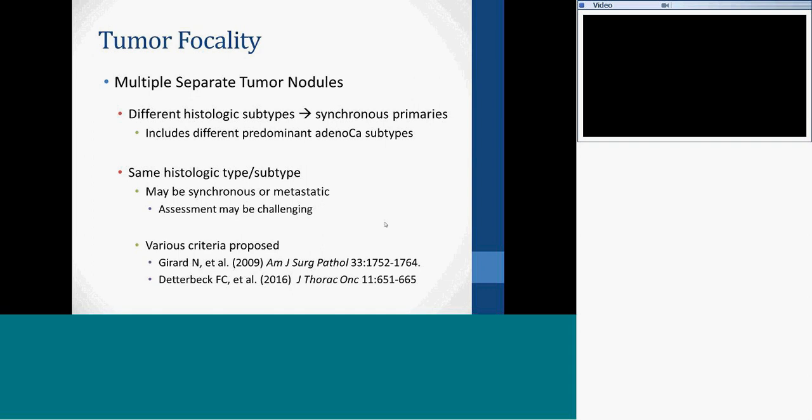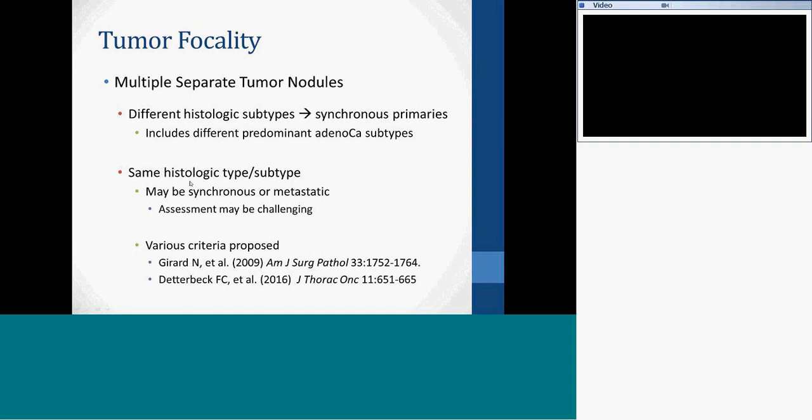So first of all, just addressing the issue of multiple separate tumor nodules. In a situation where you've got different histologic subtypes, so whether you've got one nodule being squamous cell carcinoma and another nodule being adenocarcinoma, that's clearly synchronous primaries. But this also applies to situations where two tumors have different predominant adenocarcinoma subtypes. So, for example, if one tumor is acinar adenocarcinoma and the other one is papillary predominant, generally these would be considered synchronous primaries.